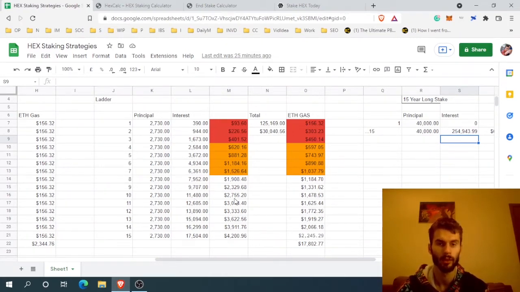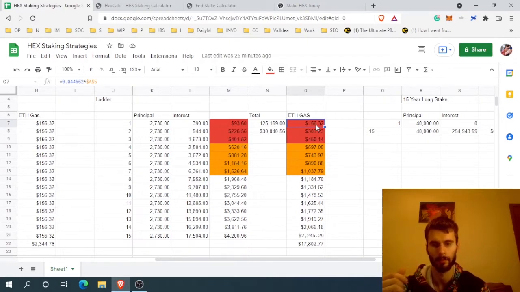Though, if you are making a ladder and you don't have a huge initial capital, as you can see, I already marked these rows as non-profitable. As well, if you stake 2,700 Hex, you make 390 Hex within a year. That's $93 worth of Hex if the price stays as it is right now. And the Ethereum gas fee is $156. So this stake would lose you money.